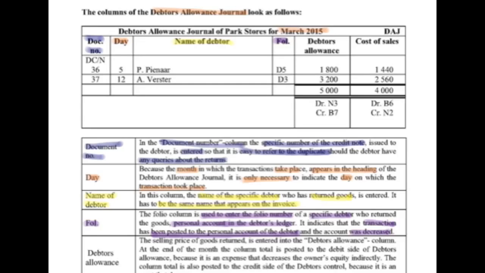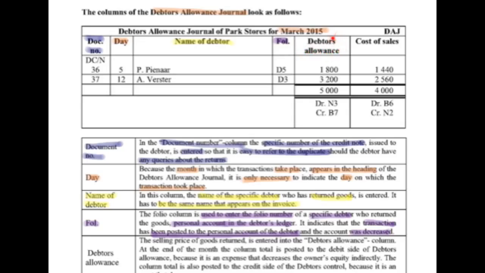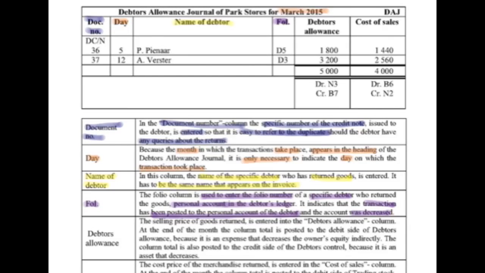When I now go to the two final columns, the second last column is different. In the debtors journal, my second last column was sales. In the DAJ, my second last column now is debtors allowances. So sales gets replaced by debtors allowances. My income account is now replaced by an expense account called debtors allowances.